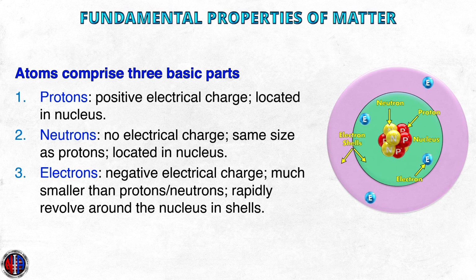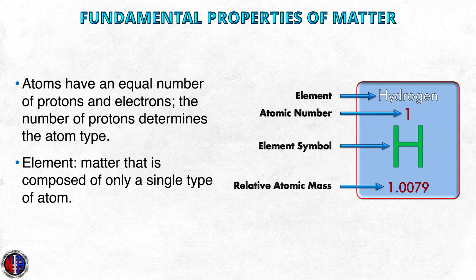Protons and neutrons are at the center of the atom, called the nucleus. Protons have a positive electrical charge, and equally sized neutrons have no electrical charge. Electrons are substantially smaller than protons and neutrons, are negatively charged, and revolve in orbit at incredible speeds in the space around the nucleus in cloud bands called shells. Atoms have an equal number of protons and electrons.